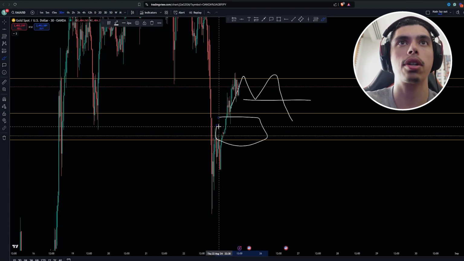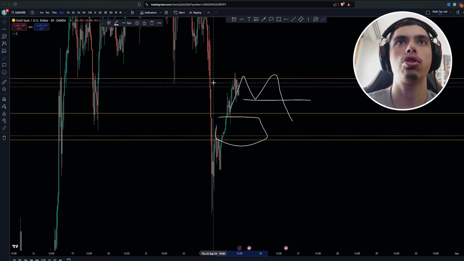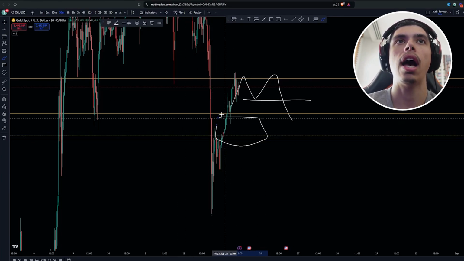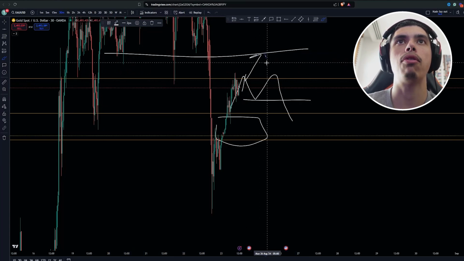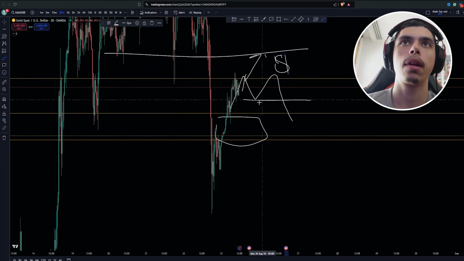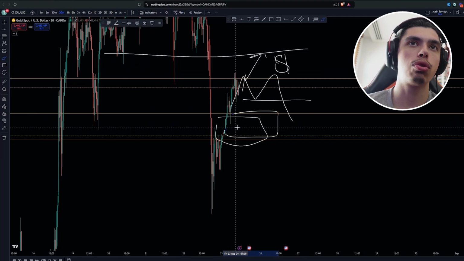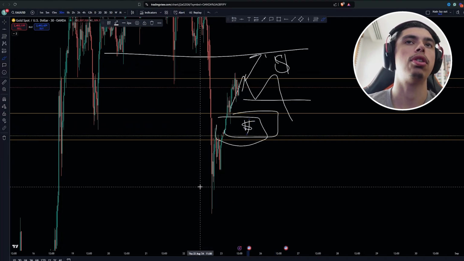Stop looking at market structure as higher highs, higher lows. Look at it as ranges. Your structure is what I drew here, these supports and resistance. I know if I get above here, there's no next resistance till here. That's my tradable range. I know below here, there's no support and resistance, tradable range.